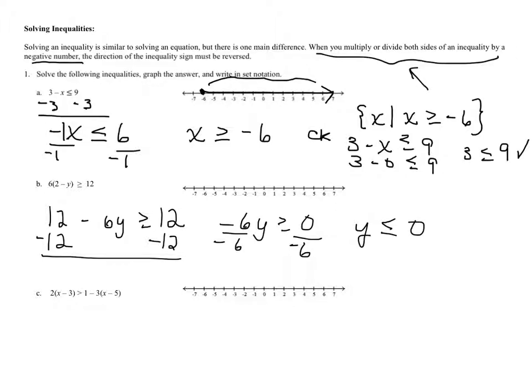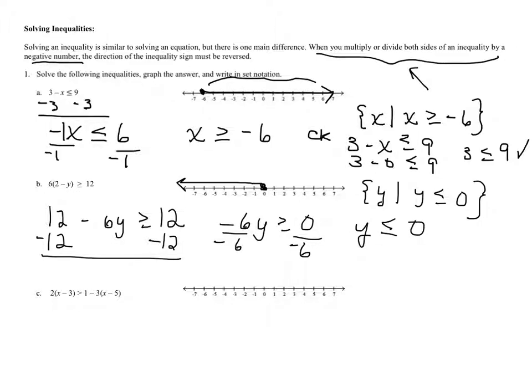So we need a closed hole at 0, and we want to go to the left, because that's where less than 0 is. And then if we want to write it in set notation, we'll say y such that y is less than or equal to 0, and we're done. Now we can check this by putting in any value, 0 or to the left of 0. I usually do not pick the endpoint. I pick something that's not on the endpoint. So like you can pick negative 3, and then realize when you put that in, it will work. Let's do the next one.